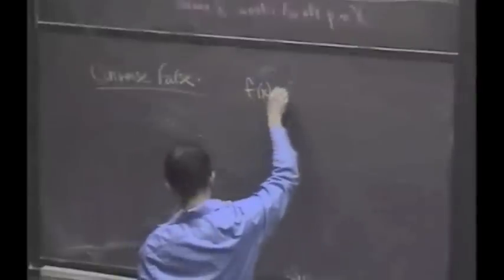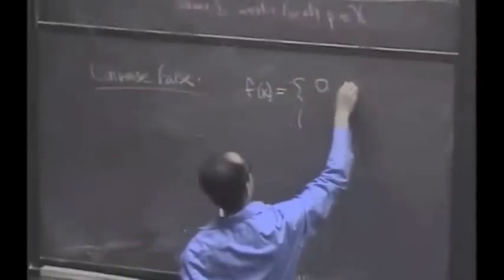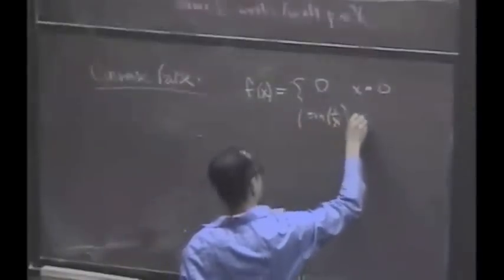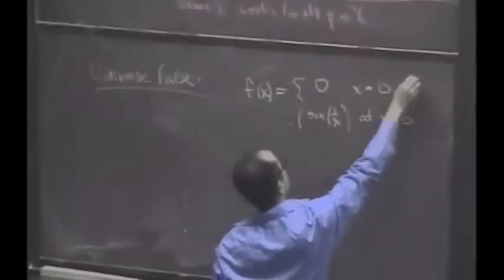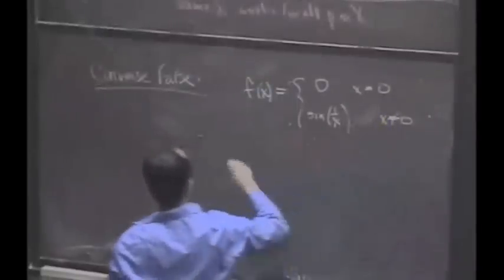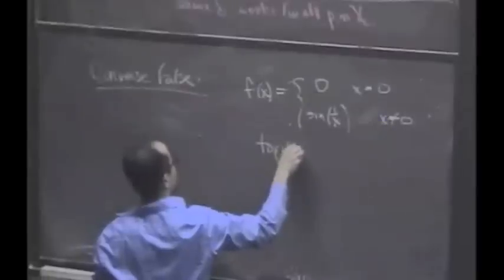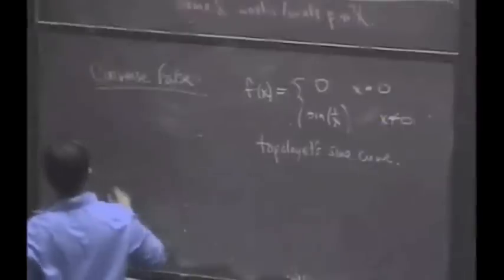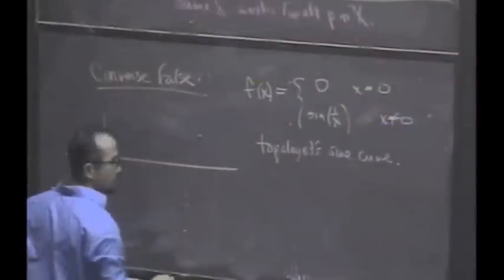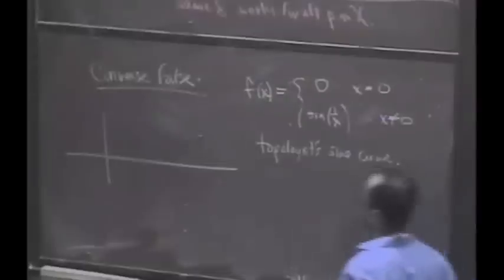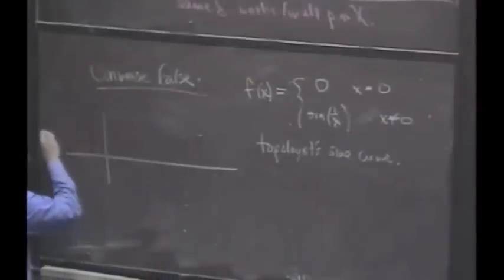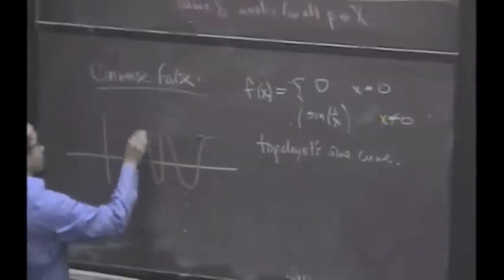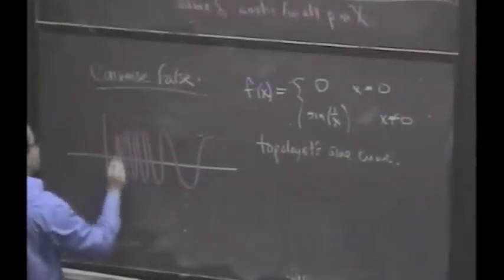Here f(x) equals, let's let it be 0 at x equals 0, and let's let it be sine of 1 over x for x not 0. This has a special name. It's called the topologist sine curve. It's the source of a lot of headaches in analysis, or actually a source of a lot of interest. If you want to test things out, this is a good one. Take the sine of 1 over x. It basically oscillates between 1 and minus 1, but it oscillates more and more as you get towards the origin.